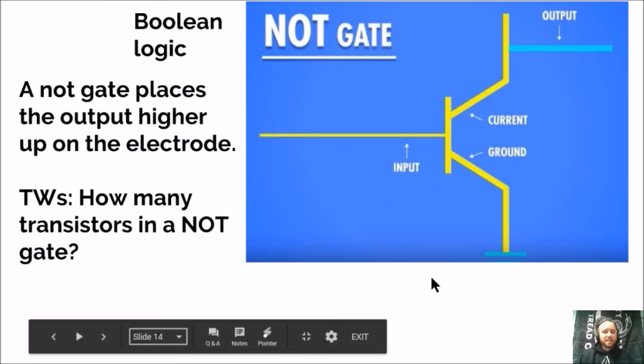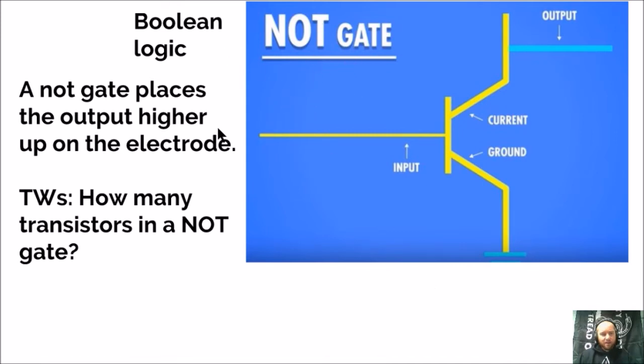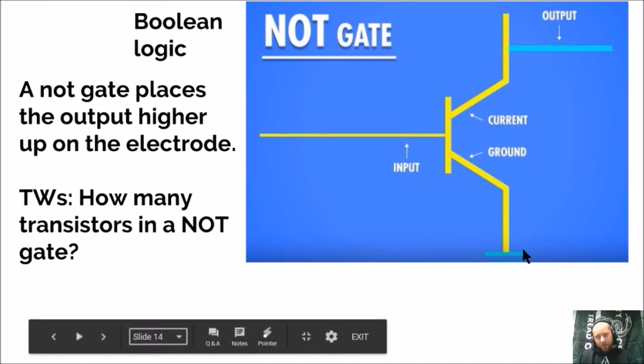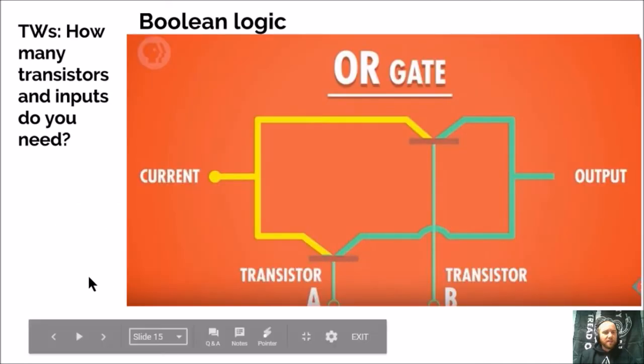Our focus today is on the OR gate, but let's do a quick refresh for some of the other types of gates out there. You got the NOT gate, which places the output higher up on the electrode, so this is where the output is coming from. Typically, you'll see the output down here for the other gates. For this NOT gate, how many transistors are being used? That was a pretty softball, easy question. What about the OR gate? How many transistors and inputs do you need for this OR gate?